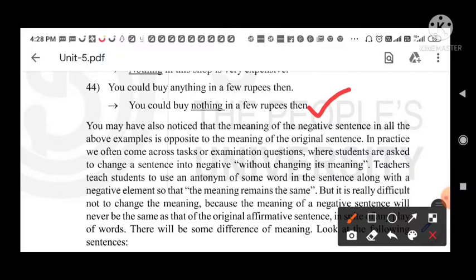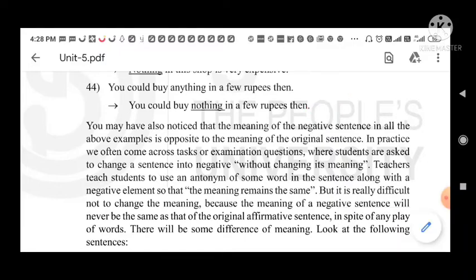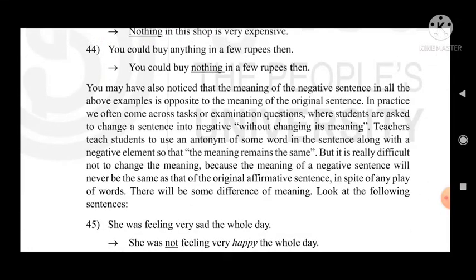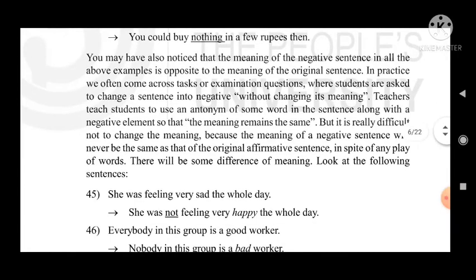You may have also noticed that the meaning of the negative sentence in all the above examples is opposite to the meaning of the original sentence. In practice, we often come across tasks or examination questions where students are asked to change a sentence into negative without changing its meaning. Teachers teach students to use an antonym of some word in the sentence along with a negative element so that the meaning remains the same.